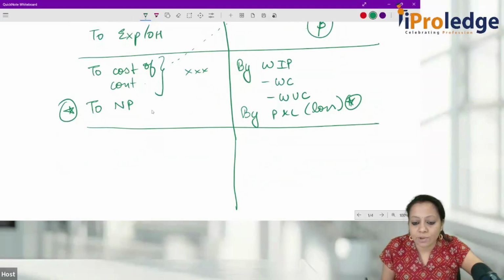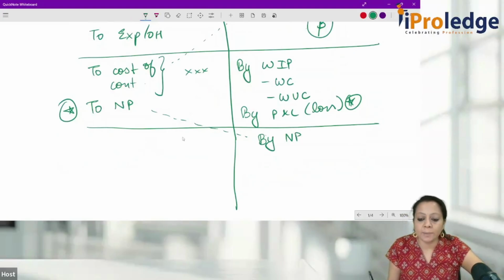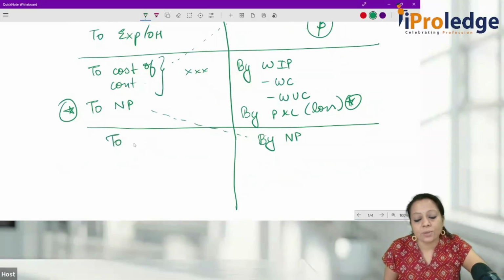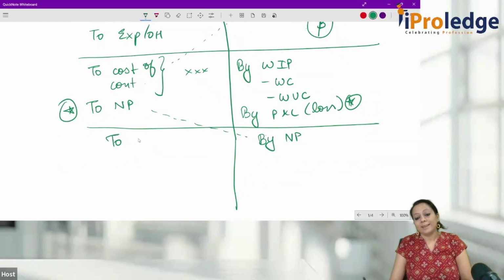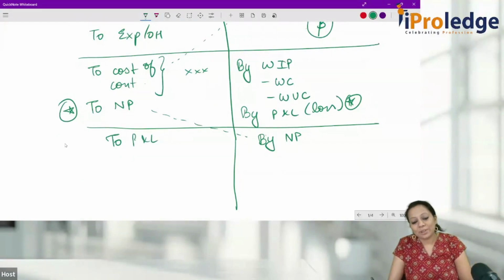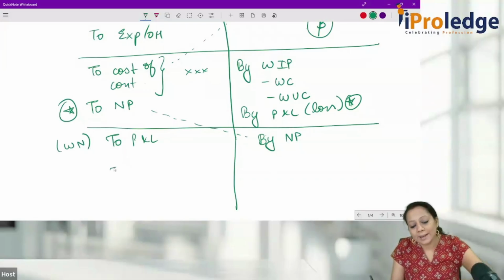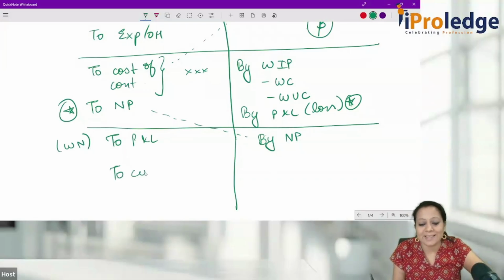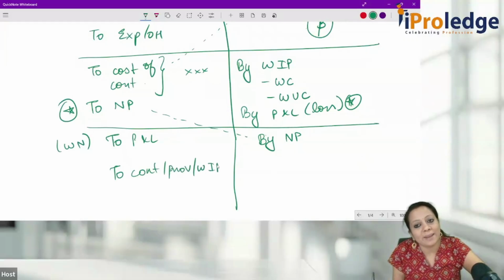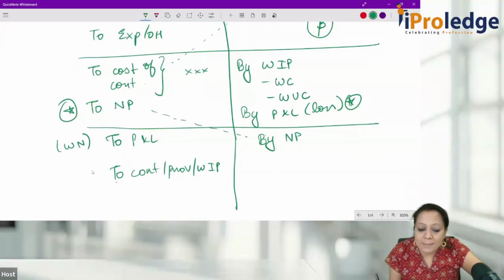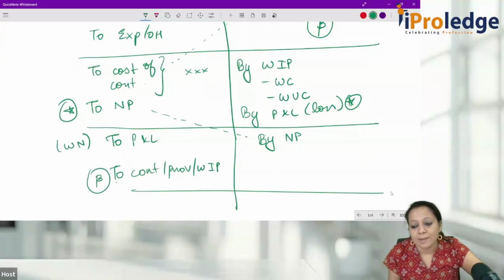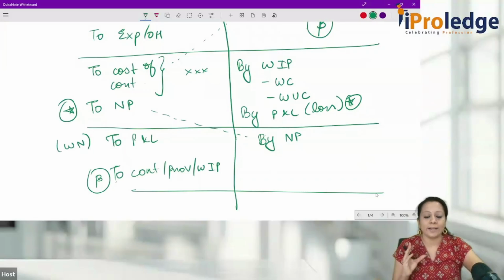Okay. Next, notional profit. Again, notional profit. How we have to, by NP, I mean not net profit. It is notional profit here. How we have to recognize the profits in the current year. So it is going to be what? To P&L. For that, we will do a working note. And then to contingencies or provision or WIP. Finally, it will be adjusted in WIP. This will always be a balancing figure. Right. So this is how the contract account will look like.